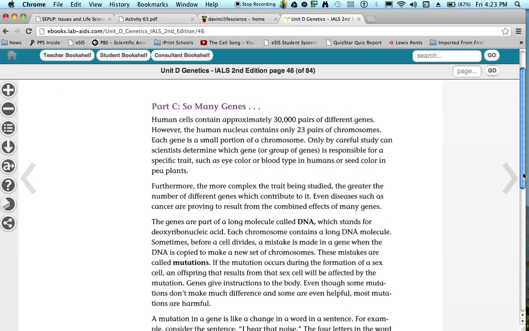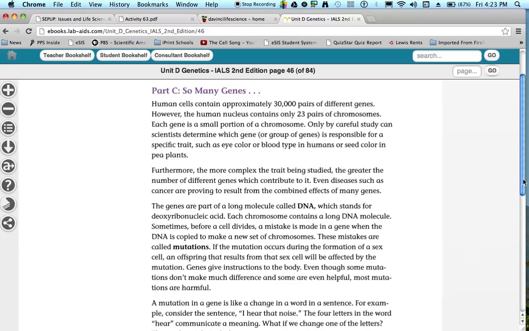Okay, last one. Part C, so many genes. Human cells contain approximately 30,000 pairs of different genes. However, the human nucleus contains only 23 pairs of chromosomes. Each gene is a small portion of a chromosome. Only by careful study can scientists determine which gene or group of genes is responsible for a specific trait, such as eye color or blood type in humans, or seed color in pea plants.